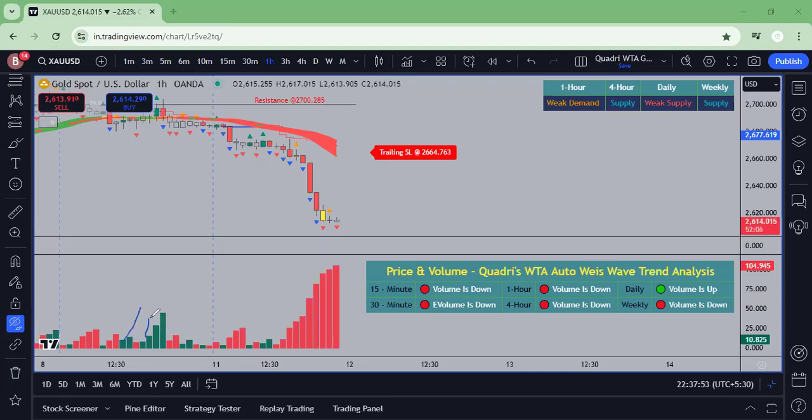When green bars are forming, that means the green histogram is forming, demand is greater. When red histograms are forming, supply is greater. Simple as that.